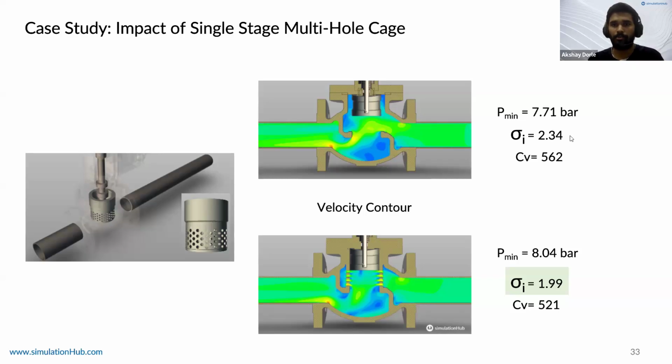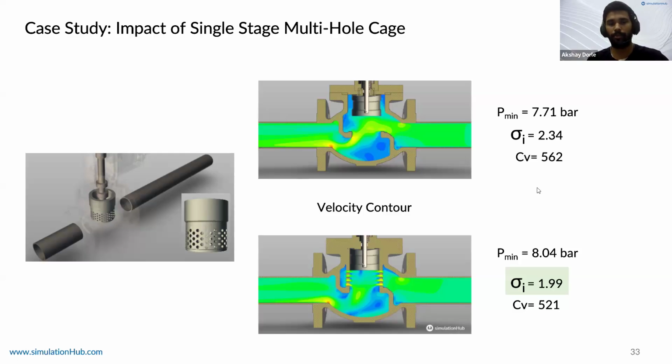So what happens is P minimum, in the case where we have no anti-cavitation trim, is lower. So again, the pressure is dropping abruptly. And when we add the cage, because of the cage, it goes down gradually in stages. Right now it's a single stage, so it goes in an additional stage down.